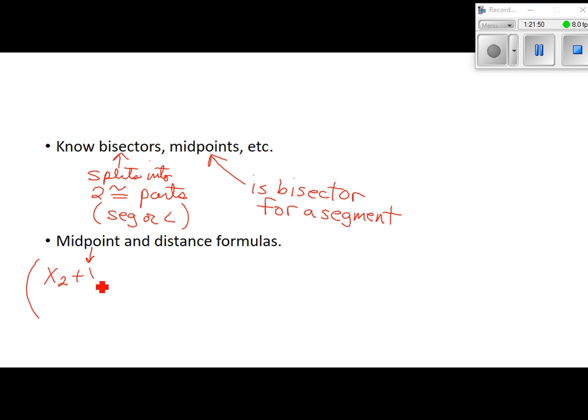X2 plus X1 divided by 2. Y2 plus Y1 divided by 2. That's the midpoint formula. Remember, midpoint's always going to give you an ordered pair. It's going to give you an X coordinate and a Y coordinate. If you come up with just one number for your answer for midpoint, you screwed up.